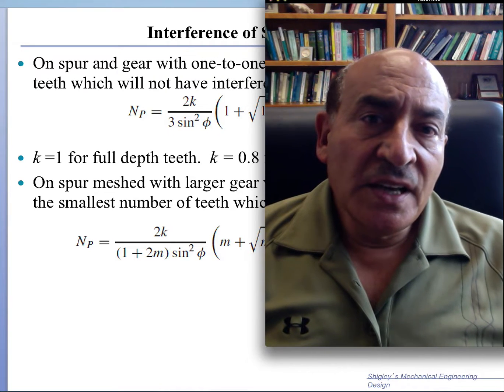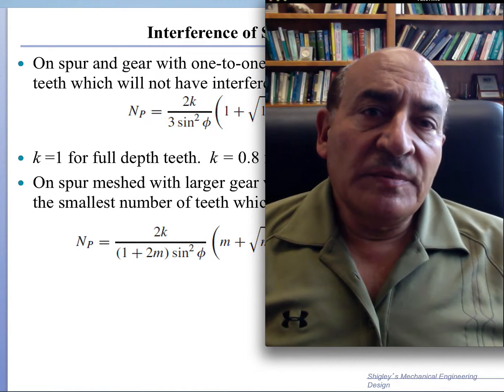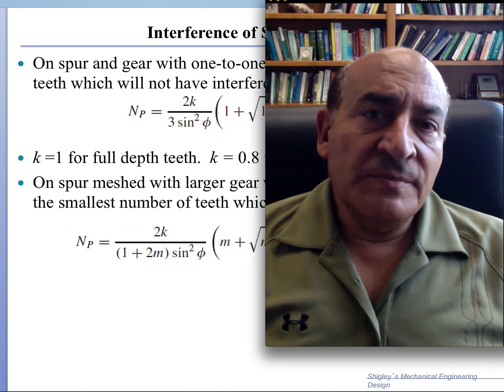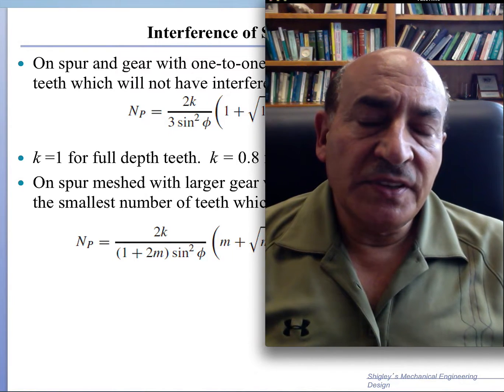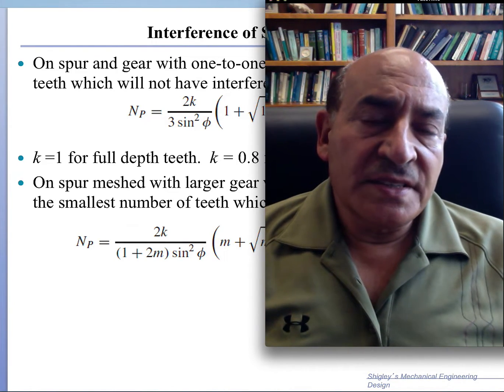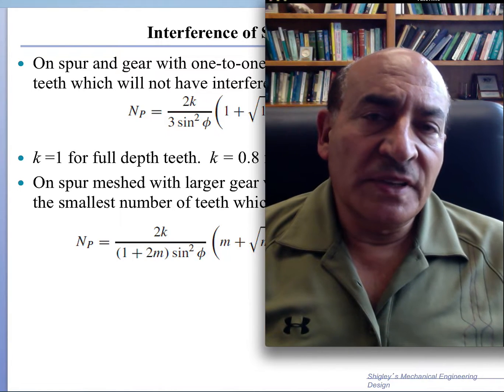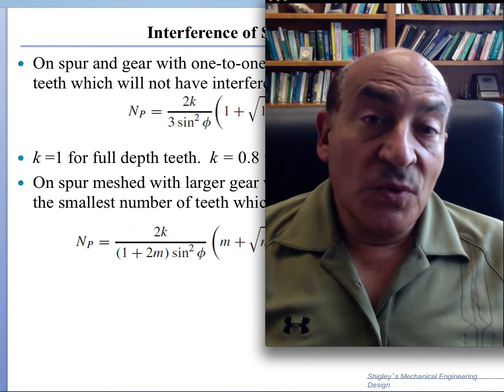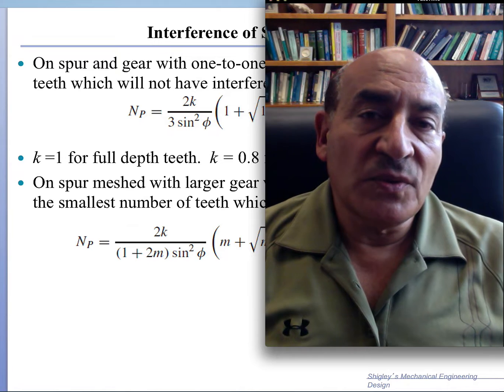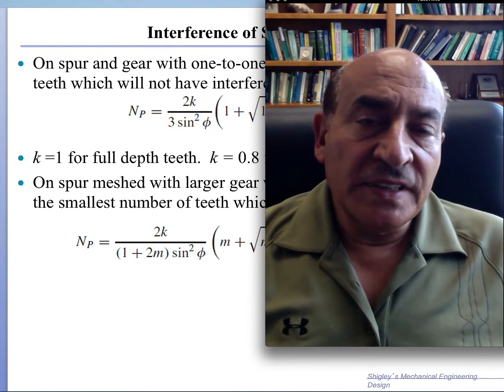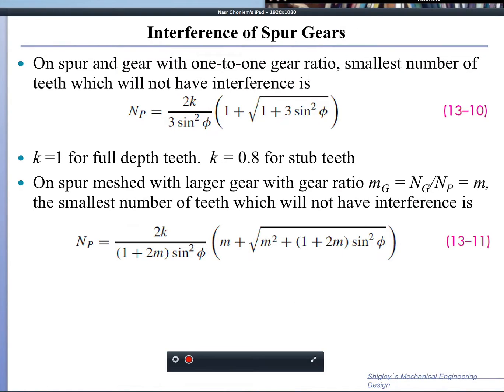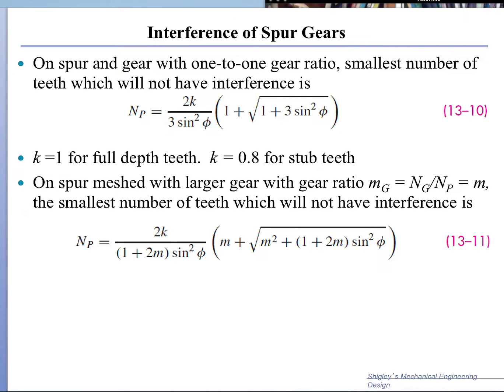So in your design, you're going to select the minimum number of teeth, and that is determined by the pinion. Once the pinion minimum number of teeth is determined from the consideration of interference, through understanding of the gear ratio, we can determine the maximum number of teeth required for the driven gear or the gear itself, N sub G.